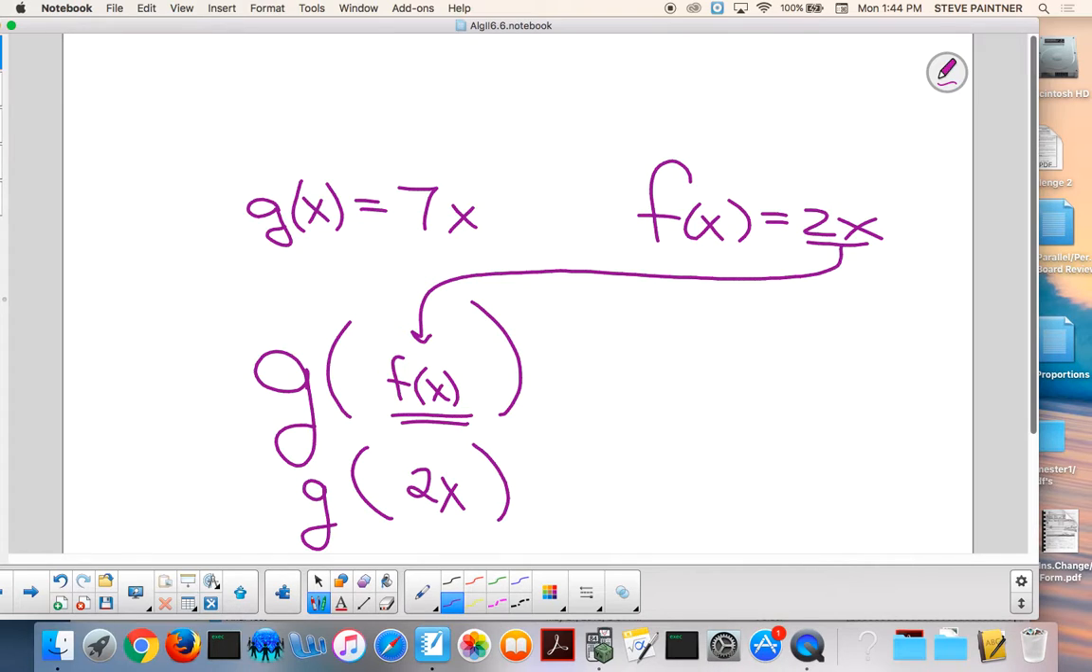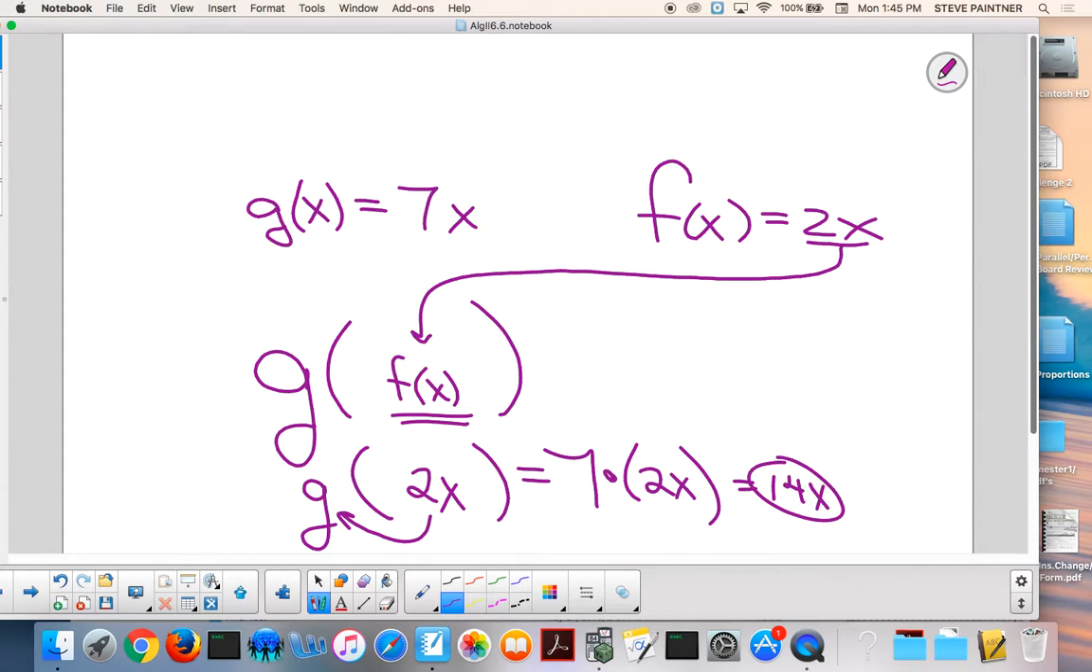Now, you take the function f of x and you stick it where? Into function what? G. Well, what's function g? 7 times x. So then you write 7 times x. But what's x? 2x. You're not putting in a number, you're putting in an expression, 2x. So the final answer is 14x.